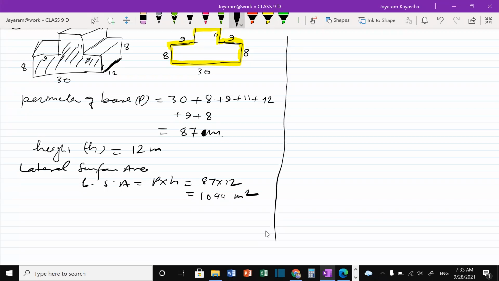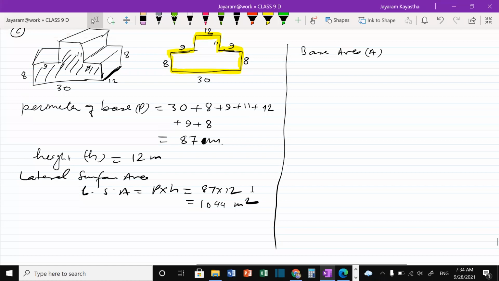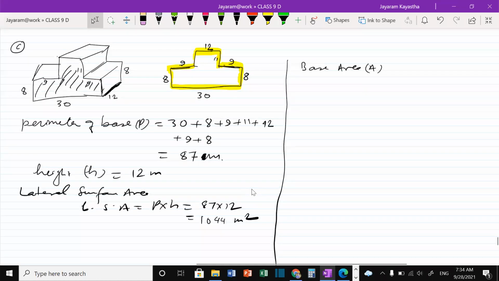For total surface area, we need to find the base area, the cross section area. We call it base area, that is A. As I already explained, in this base you just draw one line to make two rectangles, the first rectangle and the second rectangle. The first rectangle is L into B.